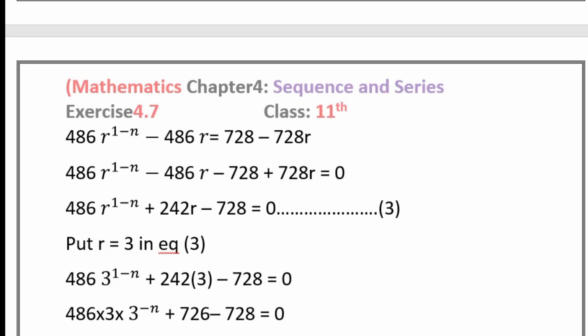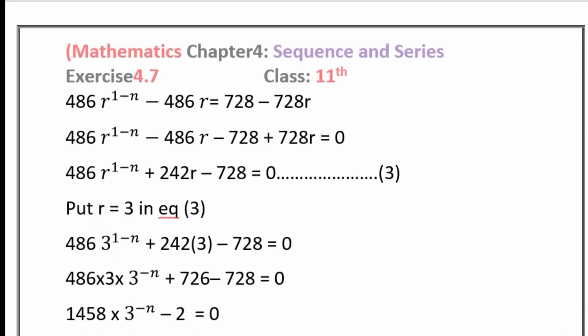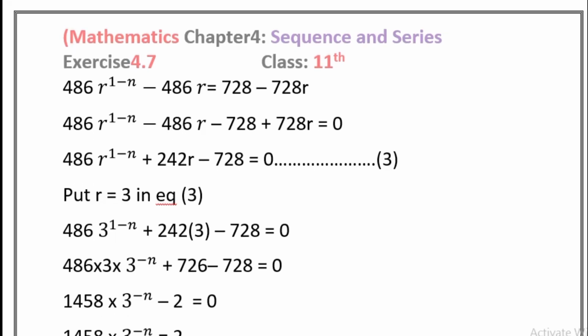So 486 multiplied by 3 is equal to 1458, multiplied by 3 power minus n, plus 726 minus 728 is equal to minus 2, equal to 0. So next, 1458 multiplied by 3 power minus n. Minus 2, take from the left hand side to the right hand side, positive 2.